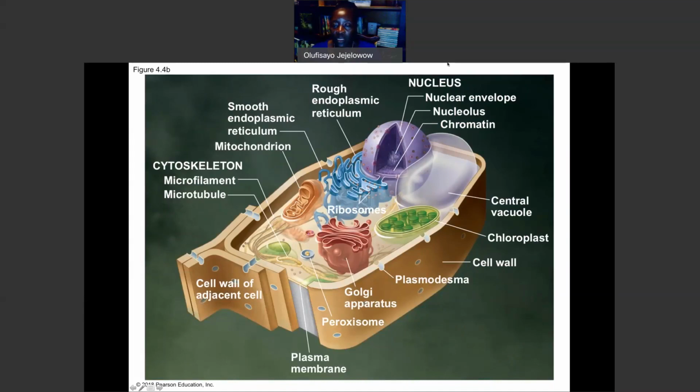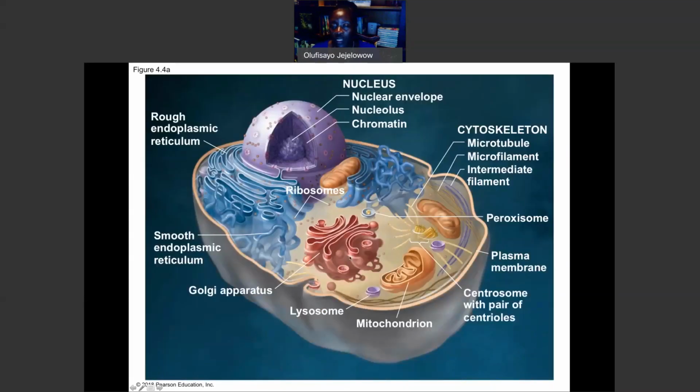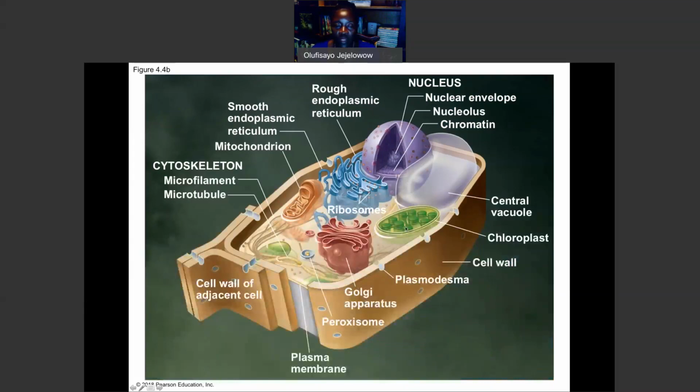This is a plant cell. The plant cell has essentially the same organelles as the animal cell, with the exception of the centrosome. It doesn't have that. But plant cells have chloroplasts, which are not found in animal cells.